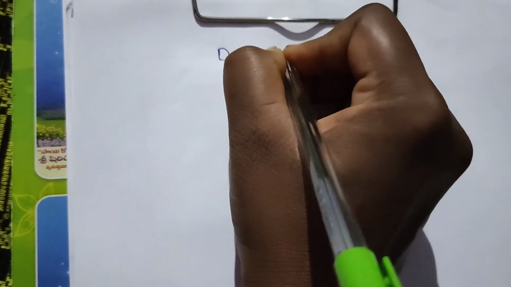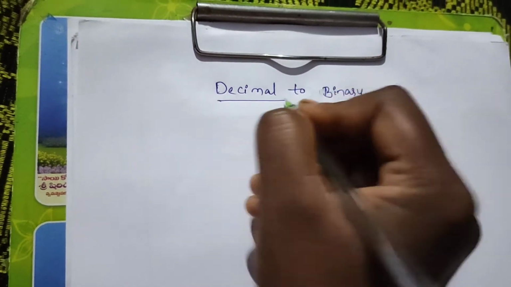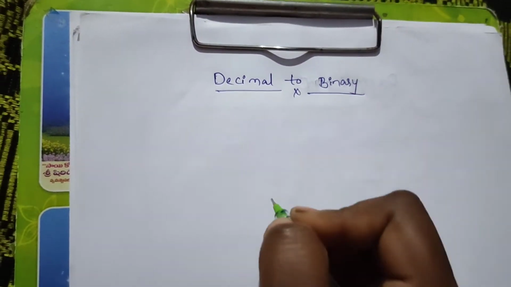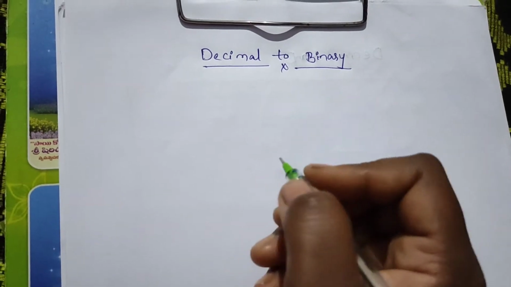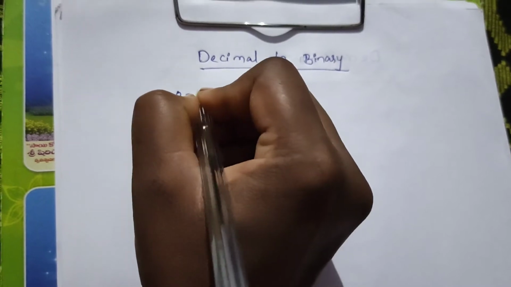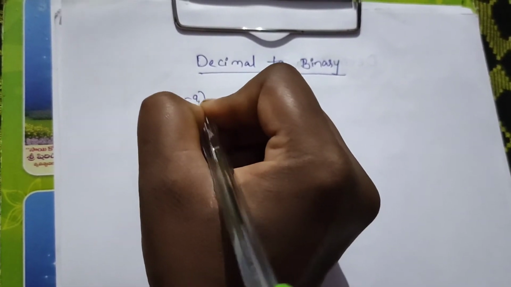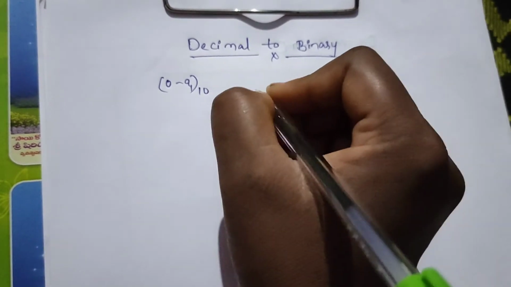Decimal to binary conversion. See how a decimal number is converted to binary. A decimal number is from 0 to 9 with base 10, and a binary is a series of 0 and 1 with base 2.